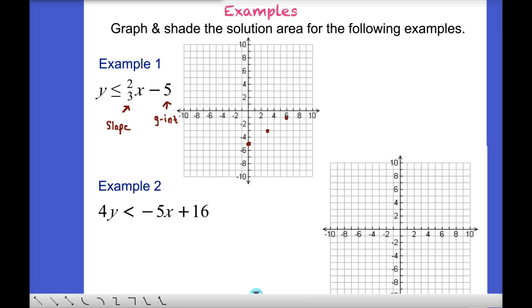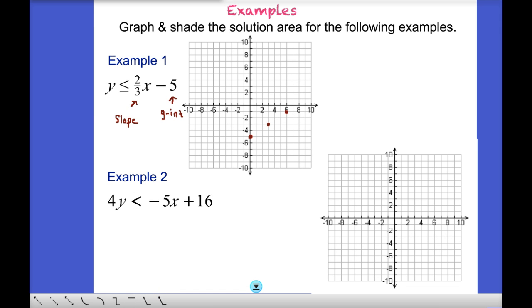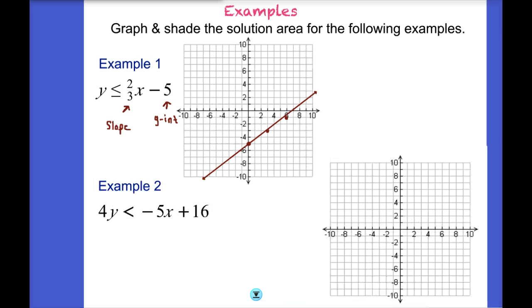Well, if I look at my equation, it says less than or equal to. In that case, I know that I have a solid line because of the or equal to at the bottom. So I'm going to draw in a solid boundary line. Okay, normally I would be finished if I was just doing a linear equation, but we have an inequality.